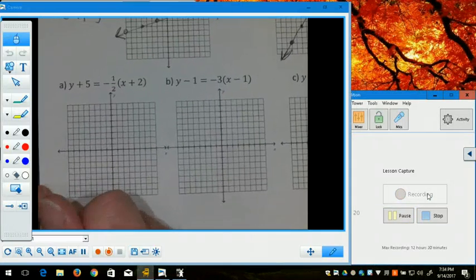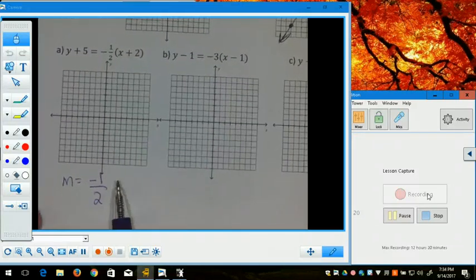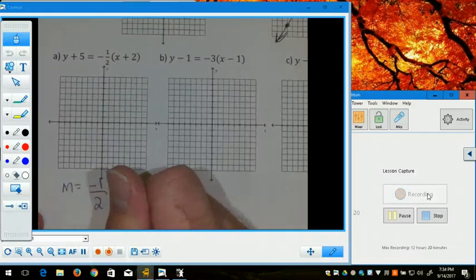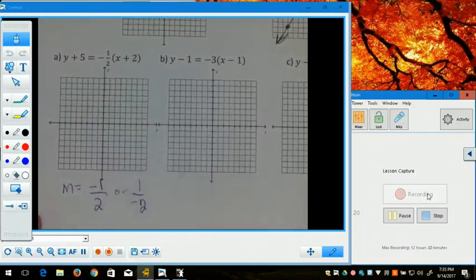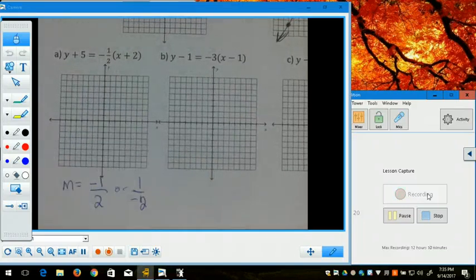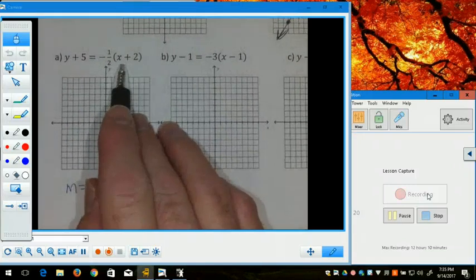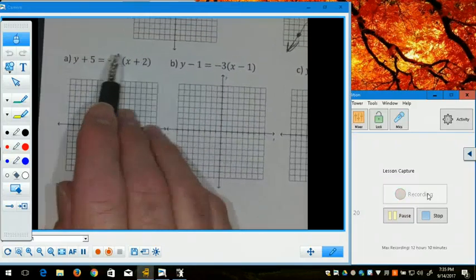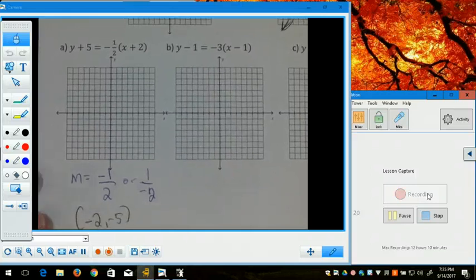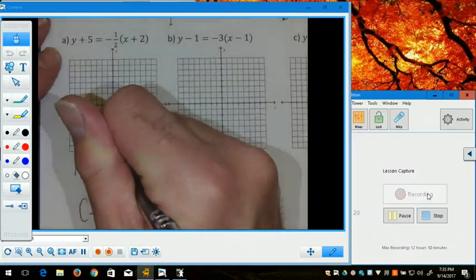Alright, so you should have gotten for letter A a slope of -1/2. Now again, we've talked in class before that you can write this as -1 over 2 or 1 over -2, or -1/2 as it's written right there. So I can use either of these once I have my point. My point is the opposite of what I see next to the x, the opposite of what I see next to the y. So my point is -2, -5. So starting at -2, -5, I put my point.